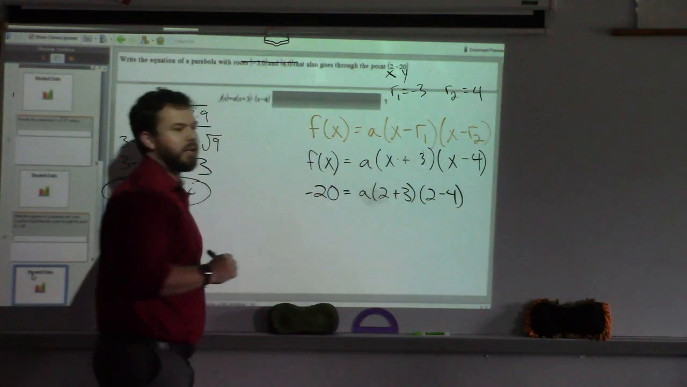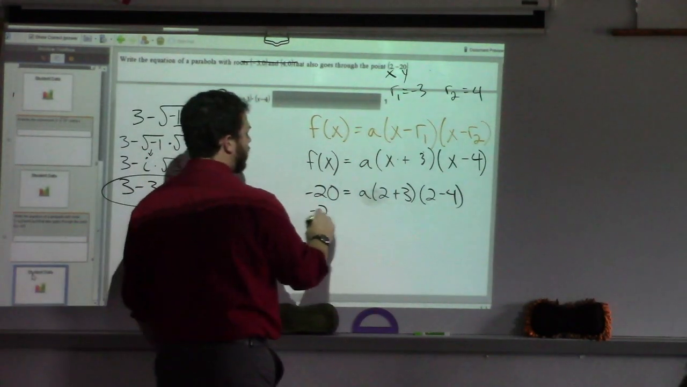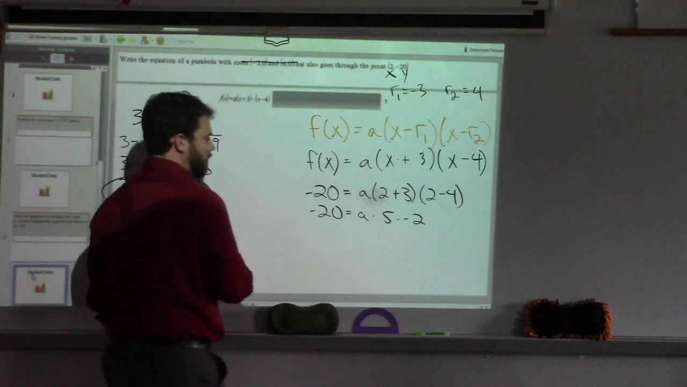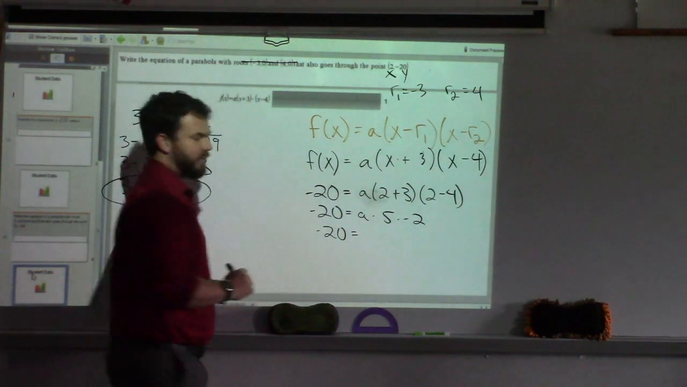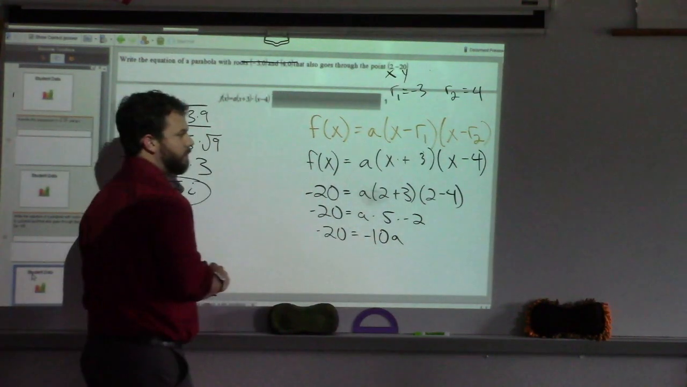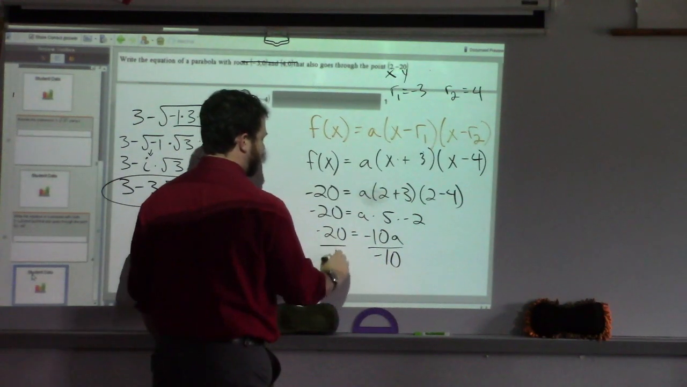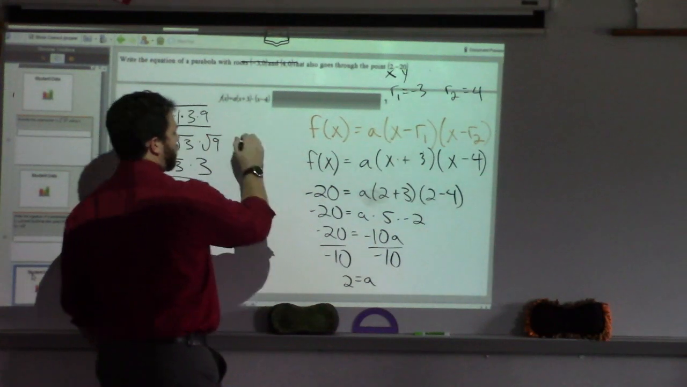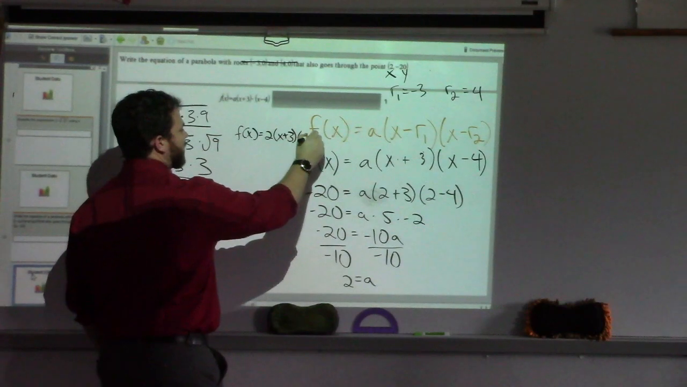How many variables do we have now? One. Can you solve an equation with one variable pretty easily? Yes. Negative 20 is equal to a times 5 times negative 2. 5 times negative 2 is negative 10. So I got negative 10a. You can divide by negative 10 on both sides. So 2 is equal to a. Now I know what a is.